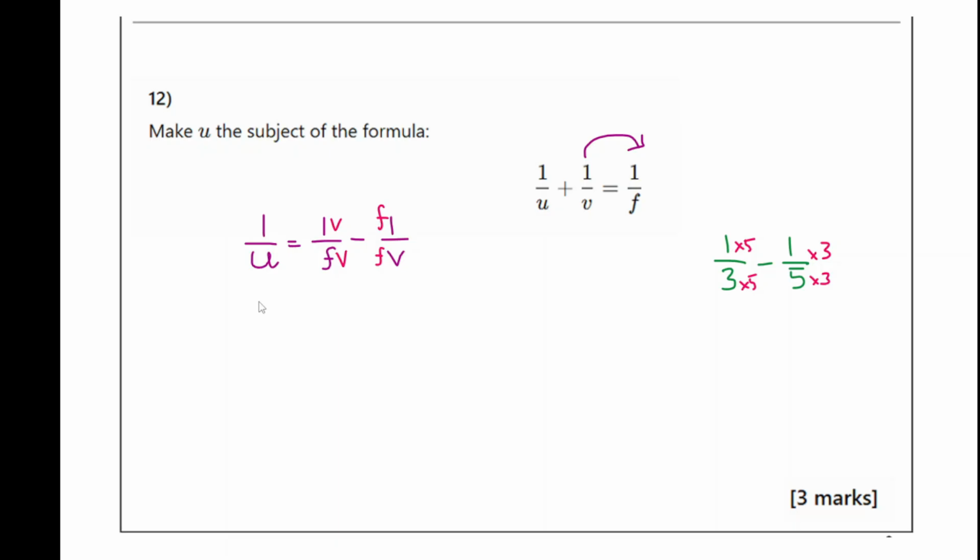Now, 1 over u is equal to, common denominator is VF or FV, same thing. The top, it's V take away F. Now, 1 over U is this, but my question is to make U the subject so you can take the reciprocal. The reciprocal of 1 over U is U. The reciprocal of this is my answer, VF over V take away F. There are other ways of doing this, but I think this is a relatively simple way of doing it.